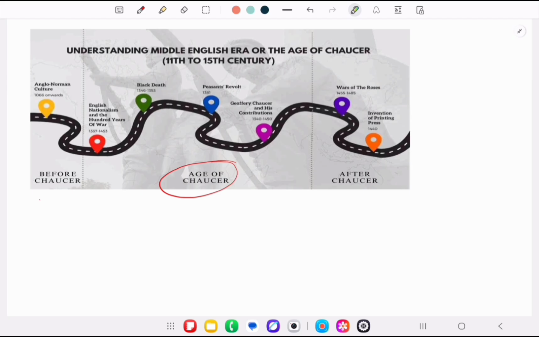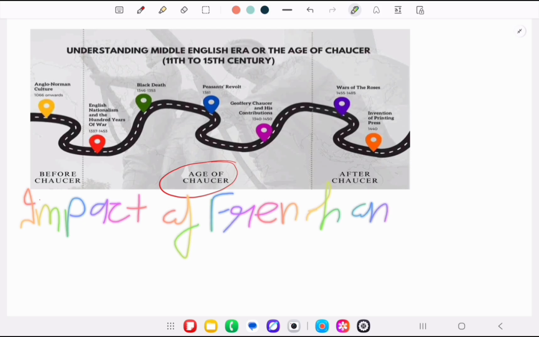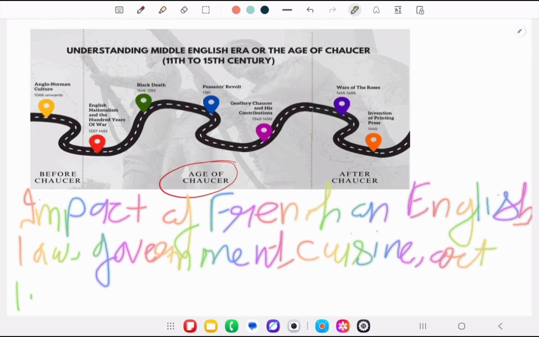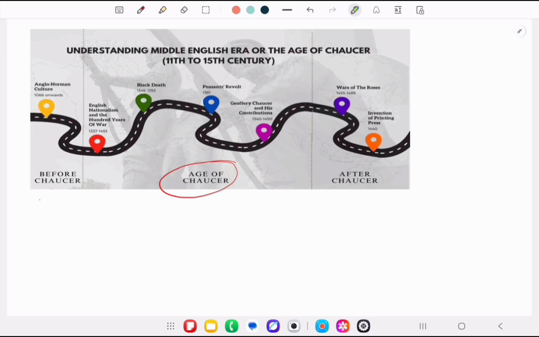And the second one is the impact of French on English. It was remarkable, leading to even cultural and linguistic confusion at times, in spheres like law, government, cuisine, art, and literature, which we also discussed in the key impacts of the Norman Conquest, and here we will discuss in detail.